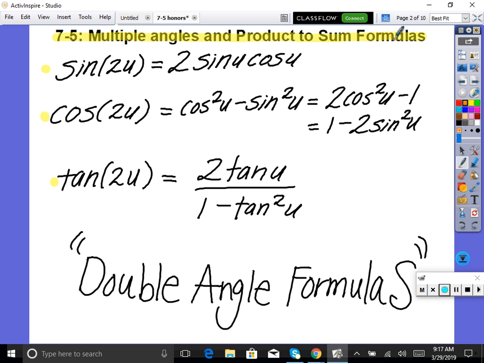What the heck? Not product to sum formulas. We're not learning that. I've never noticed that. My instructions say that ever.